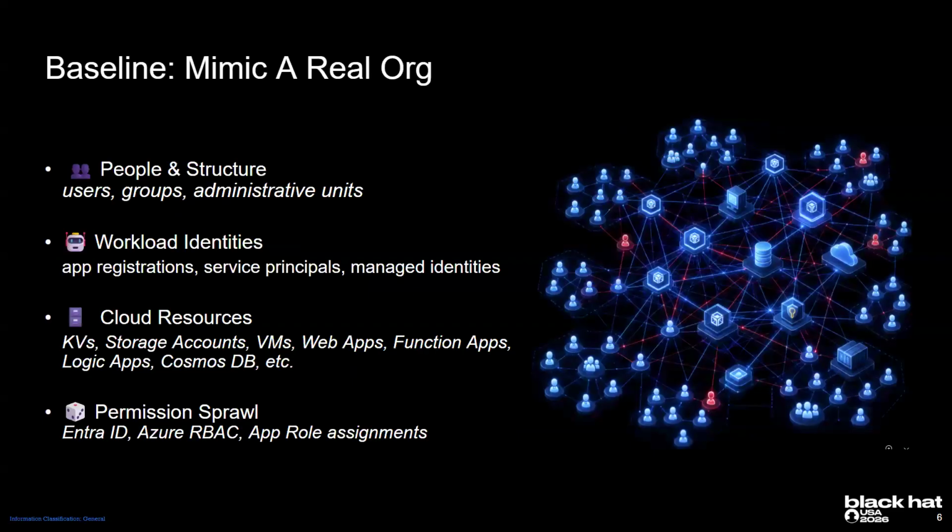The goal of the baseline is simply to mimic a real organization, to approximate the shape and the mess of a real tenant. So what goes into that? First, people and structure. Randomly generated users organized in groups and administrative units with memberships, and essentially an org chart that looks like a company. So we're not going to have user 1, user 2, user 3. We're going to have randomly generated usernames, randomly generated groups and administrative units that look real.